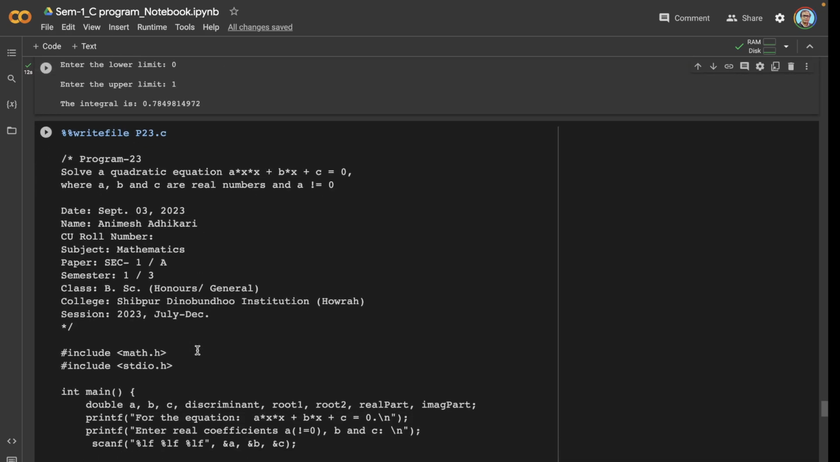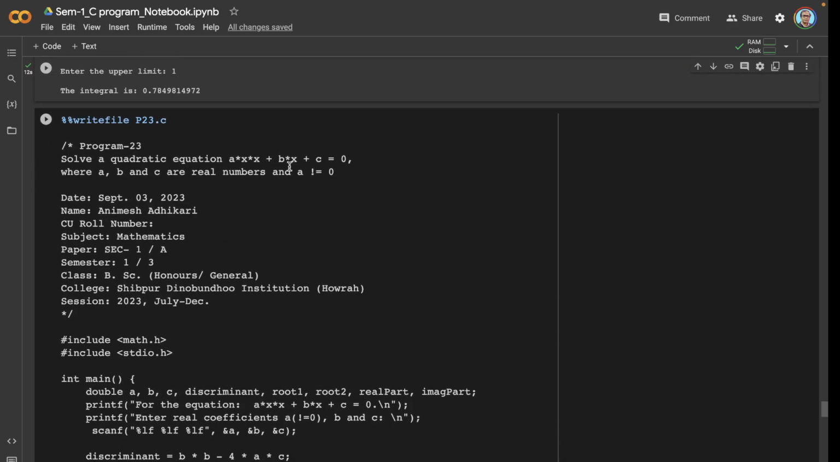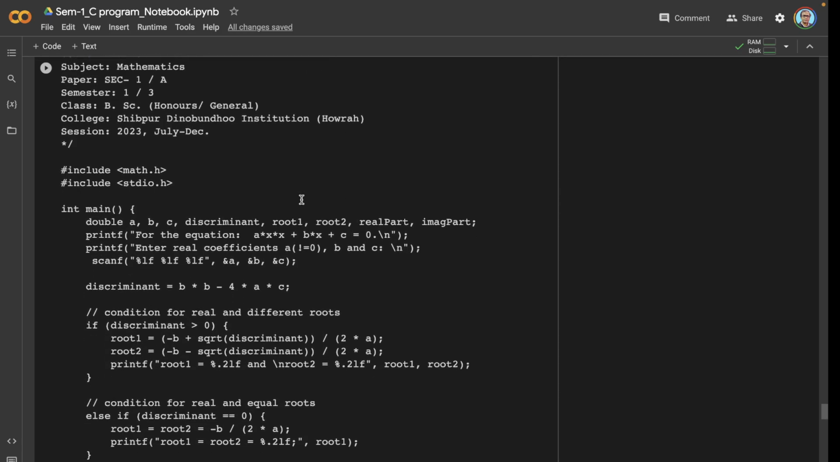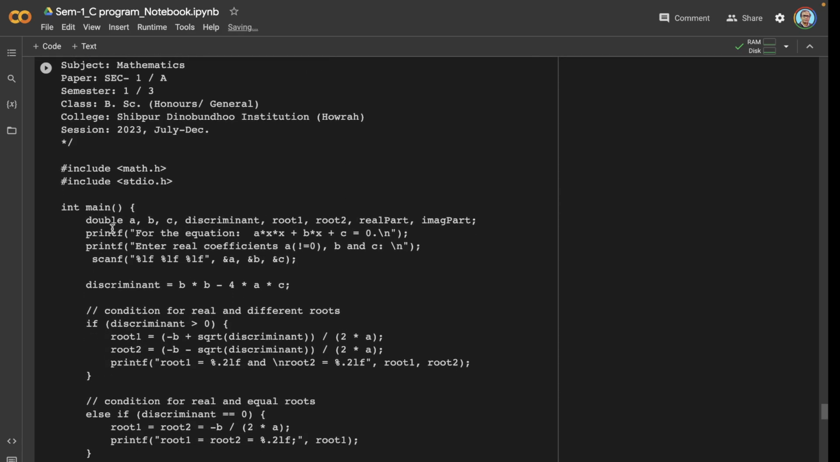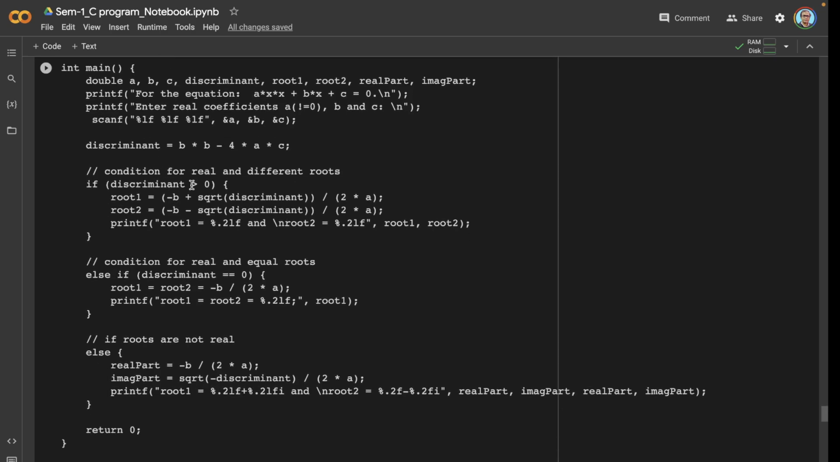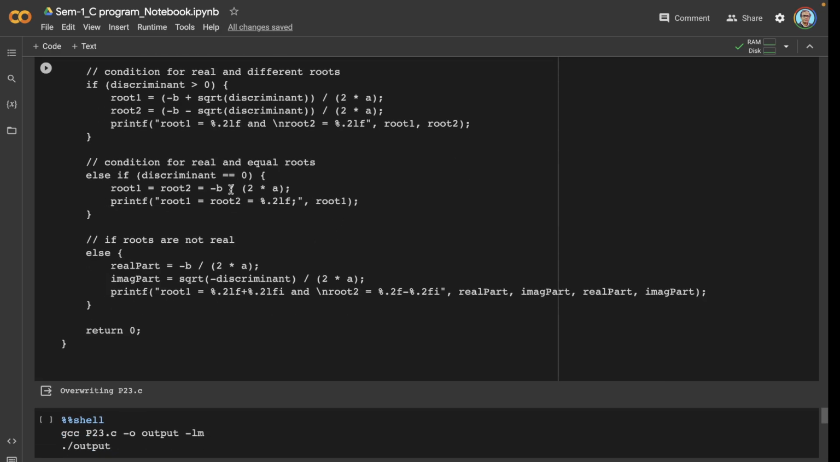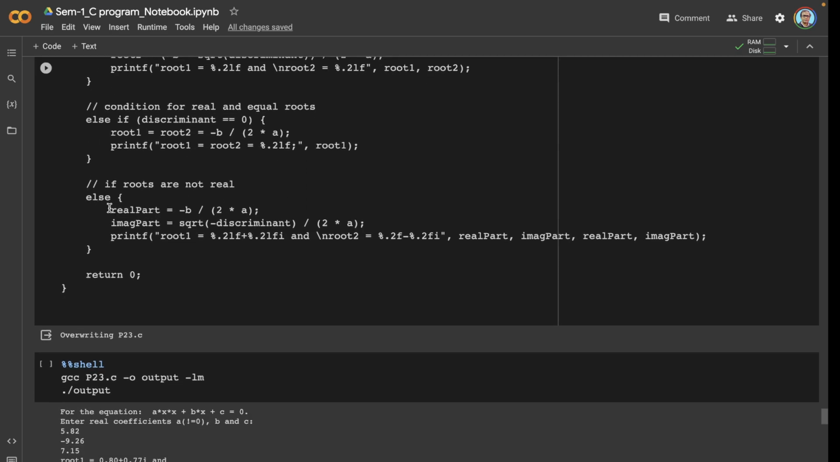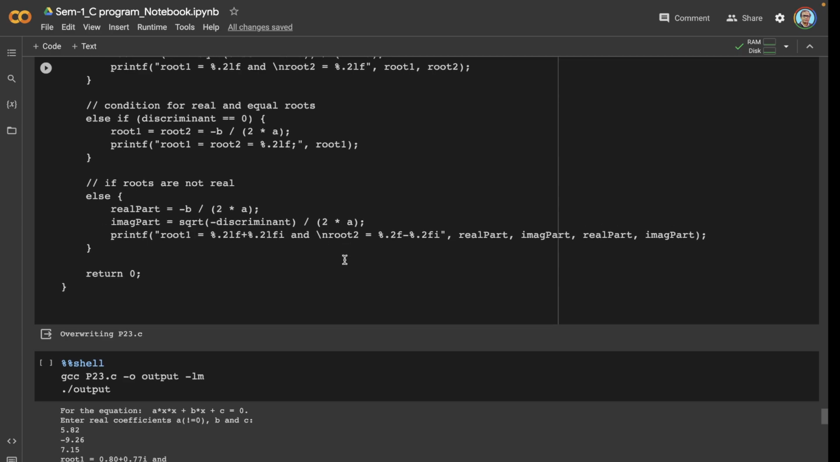Next, problem 23, solve a quadratic equation ax square plus bx plus c equal to 0, where a not equal to 0 and a, b, c are all real numbers. So it is also a popular program. This is double variable a, b, c, discriminant, root 1, root 2, real part, imaginary part. Discriminant b square minus 4ac. Discriminant greater than 0: there are two distinct roots, root 1 and root 2. And discriminant equals 0, then two roots are equal. And if discriminant is negative, else, then real part is this and imaginary part is this.